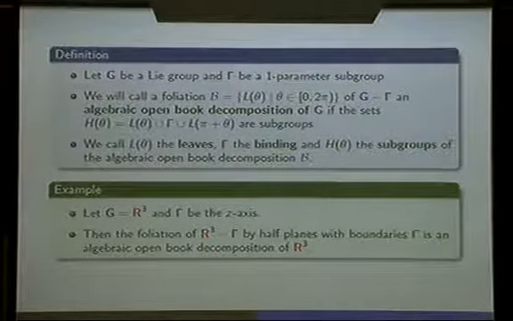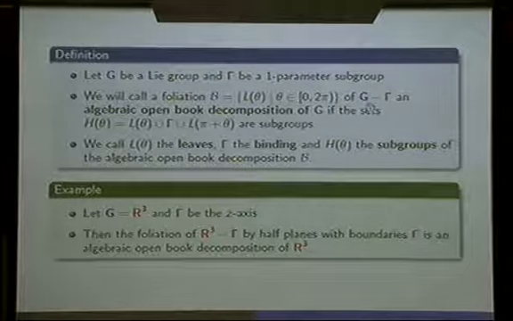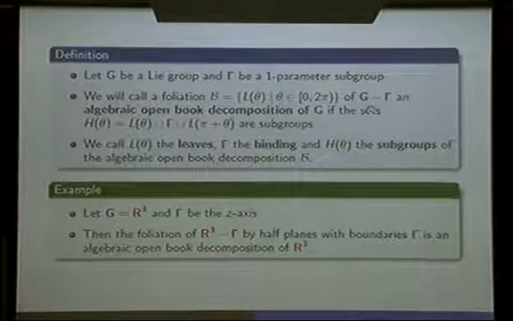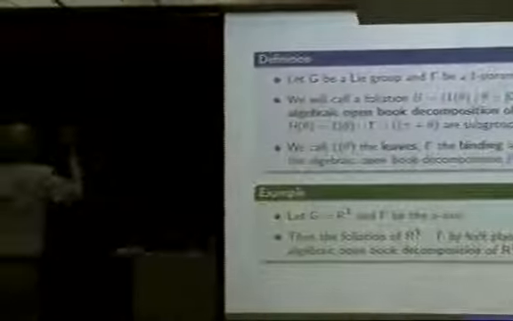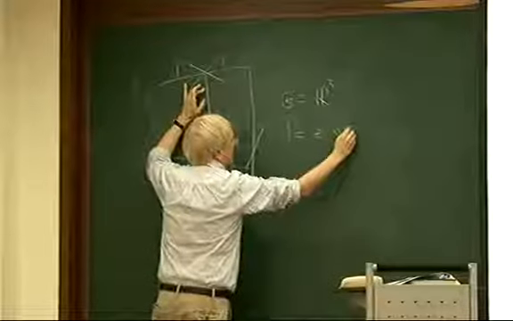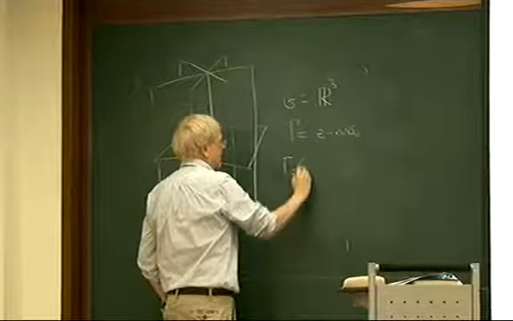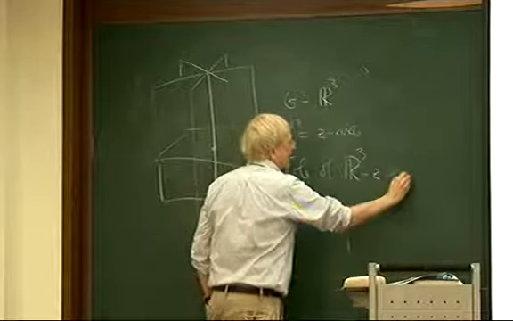We're going to call that an algebraic open book decomposition. So let me go through this again. So we have a Lie group, we have a one-parameter subgroup, and we're looking at a foliation of the complement of that one-parameter subgroup in the group. So if G was R3, and gamma in this picture is the z-axis, then we have a foliation of R3 minus the z-axis, right?